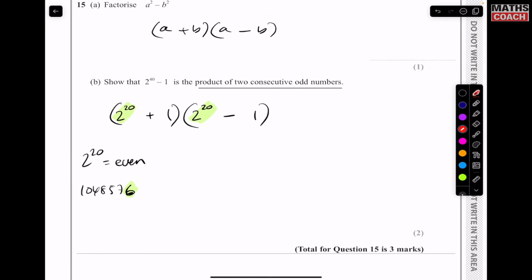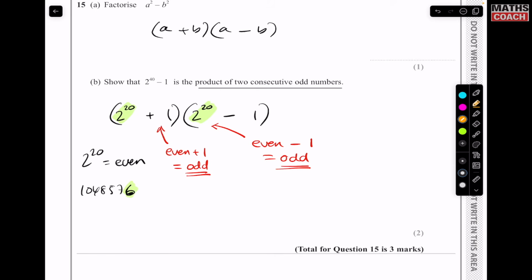Now, what are you doing next? You're doing an even plus 1, which gives you an odd number. On this one, you're doing an even, take away 1, which also gives you an odd number. So you now have two numbers which are odd. This is odd and this is odd. You are multiplying two odd numbers. So that's the product. To multiply is a product.